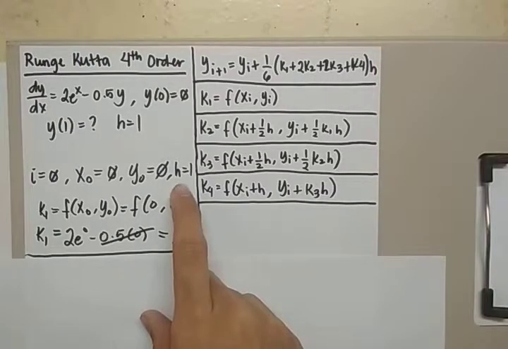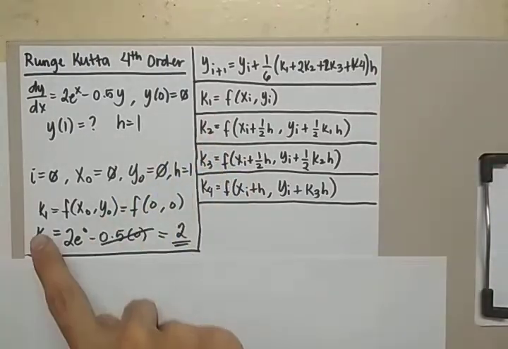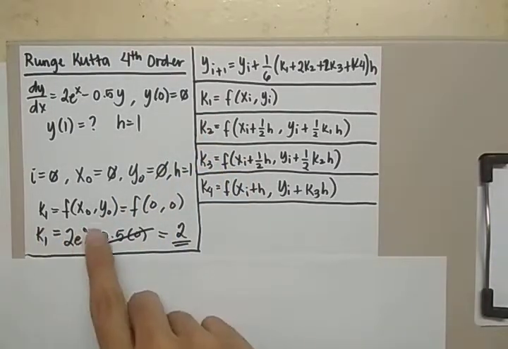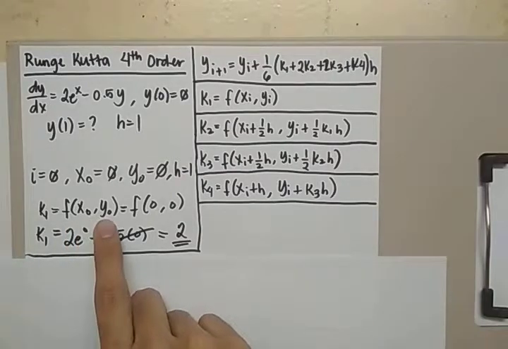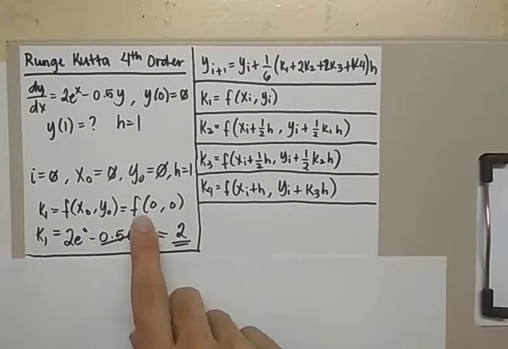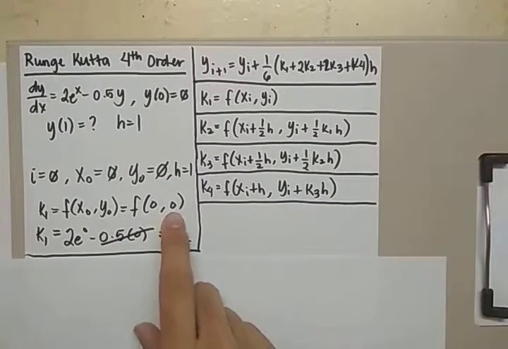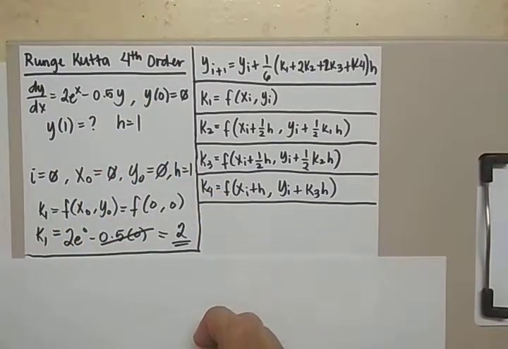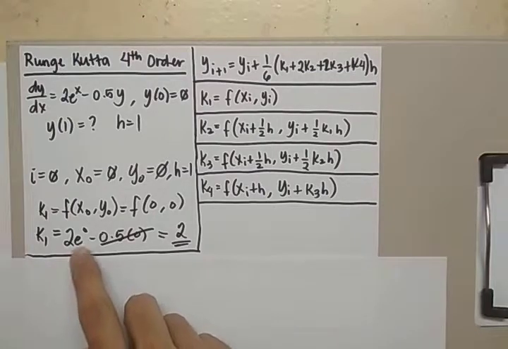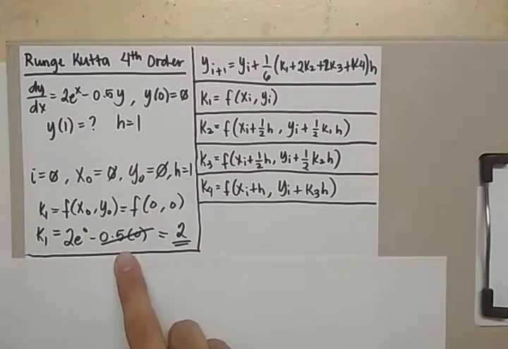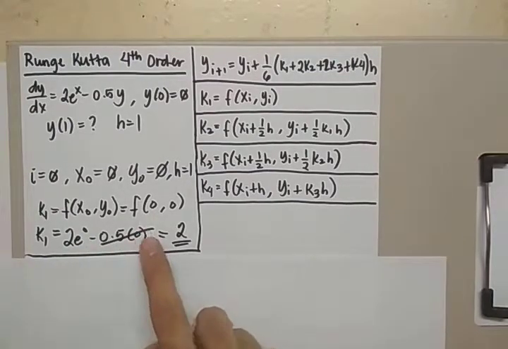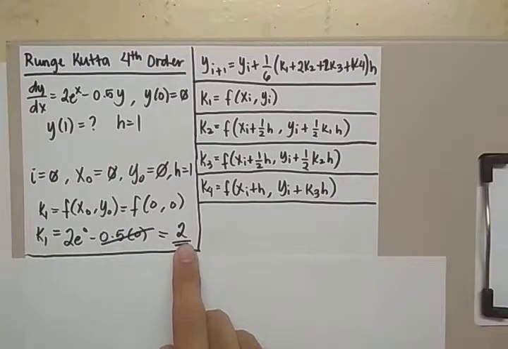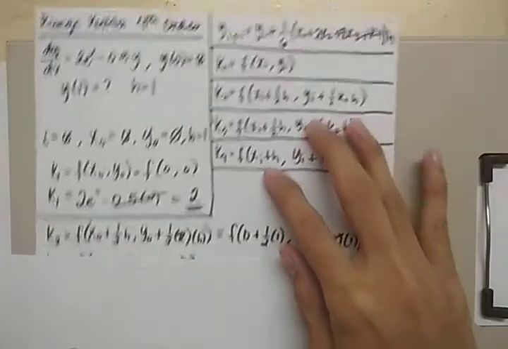So first we will calculate the value for k. So we have here k sub 1 is equal to function of x of 0 and y of 0. So we have function of 0 and 0. So just substitute these values here in our given function. So we have 2e raised to 0 minus 0.5 multiplied by 0, so just cancel this. So we have 2.